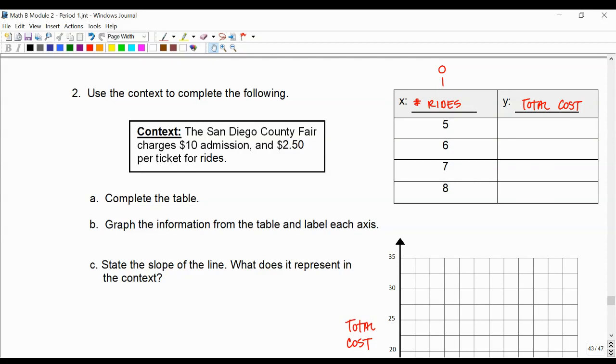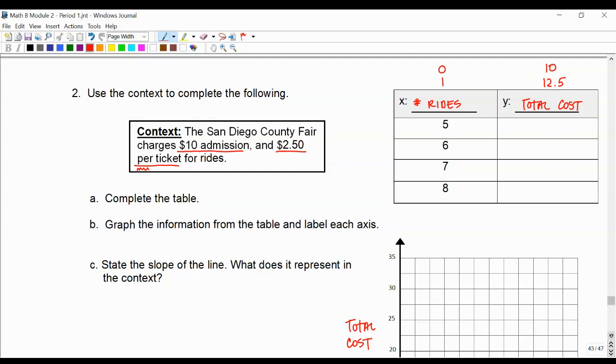All right, so let's think about what is our flat fee or initial value, because I don't think it's going to be 0. I don't think this is going through the origin. It says that there is a $10 admission fee, so that's our flat fee. And then the $2.50 per ride is our rate of change or our slope. So every time this is going to go up by $2.50. The word per is the key word that usually tells us that that's going to be our slope or rate of change. So this is going to be $12.50 or 12.5. So it's going to go up by 2.5 every time.